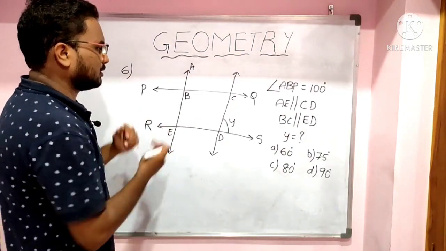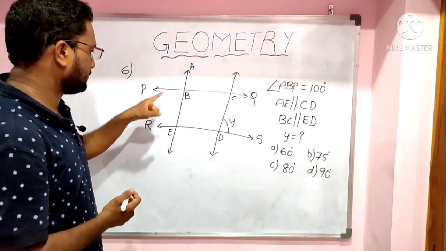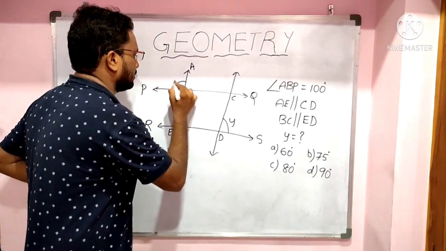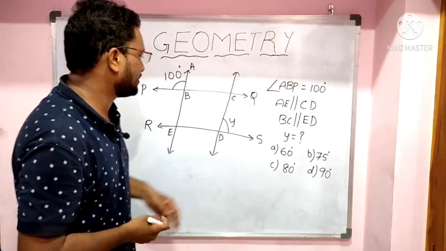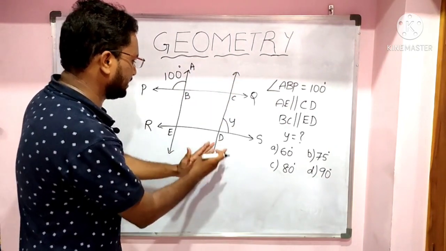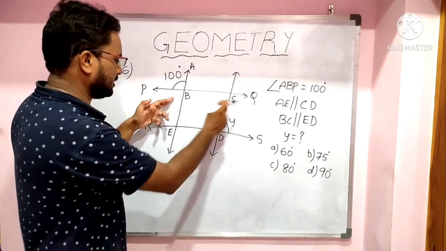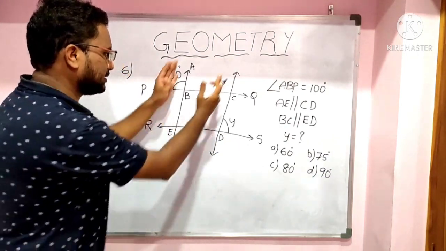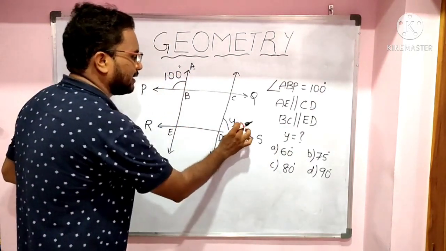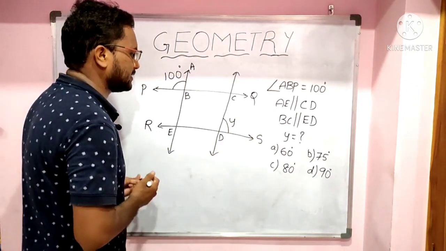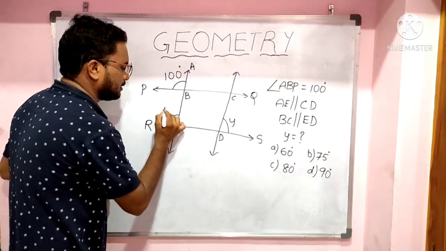Next problem. Here is given a figure and angle ABP equal to 100 degrees. AE is parallel to CD, and also BC is parallel to ED. So these two lines are parallel and these two lines are parallel. We need to find angle Y.